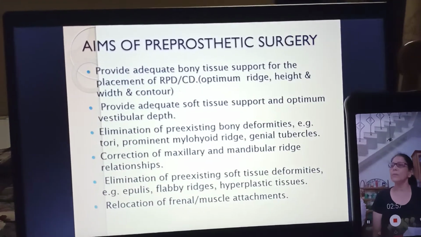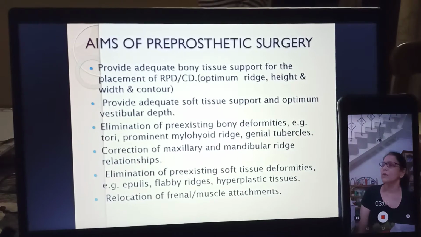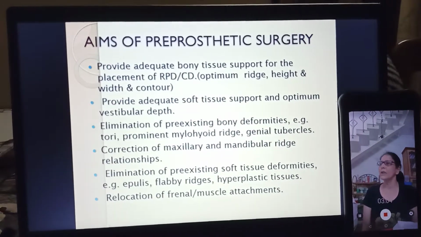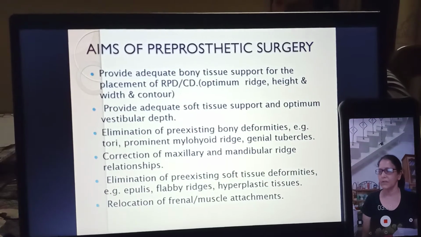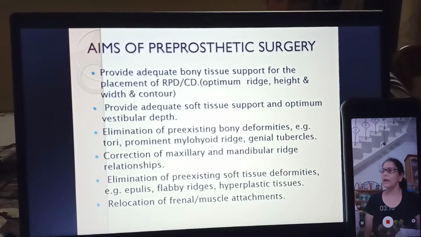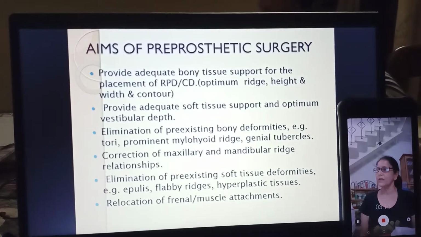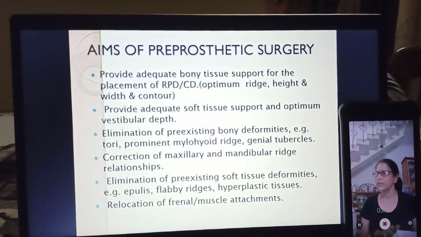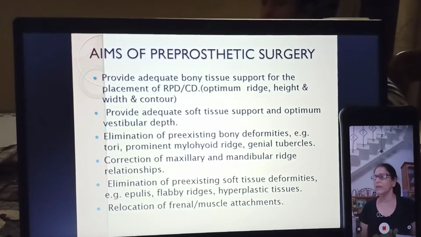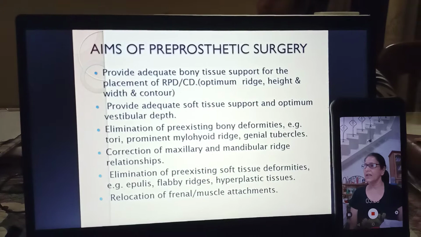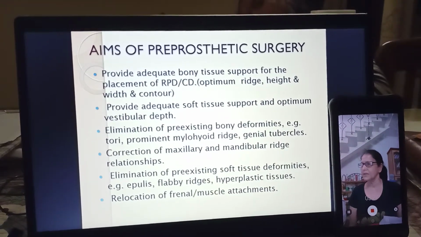Now, what are the aims of pre-prosthetic surgery? Obviously, any patient who receives a denture would like to have a stable, retentive and a comfortable fit. So, our aim is to provide adequate bony support for the placement of complete or partial denture. That is, it should have optimum ridge, height, width and contour. Second is to provide soft tissue support and optimum vestibular depth.